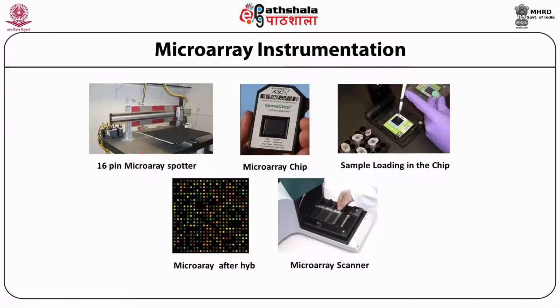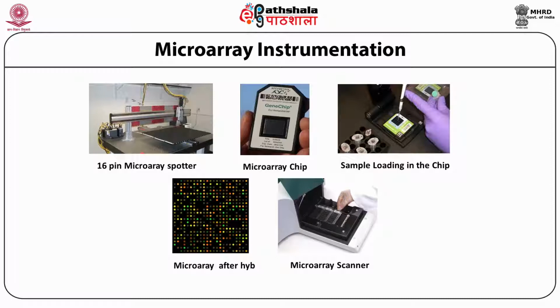Now this is the instrumentation portion of doing a microarray experiment. The first one shows you a 16 pin microarray spotter. That's a very sophisticated instrument that literally prints those probes, using printing technology, on particular slides, and the probes are the ones that hybridize with our RNA transcripts from the samples and give us a particular color, which we are going to see in a little while. The next one shows you a gene chip, the actual gene chip from Affymetrix. You can see how small and compact it is, and still within that chip you can integrate hundreds and thousands of gene expression profiles.